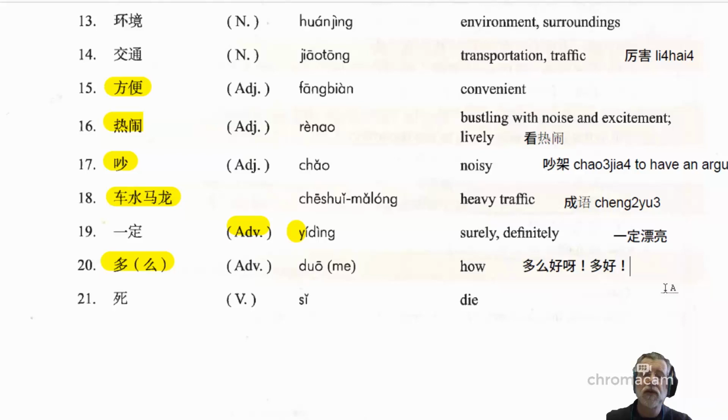We could talk about, if somebody does something particularly fast, you might say, 多么快呀. It's particularly beautiful. How beautiful is that? 多么漂亮, etc. So there's lots of examples of how you can use that.